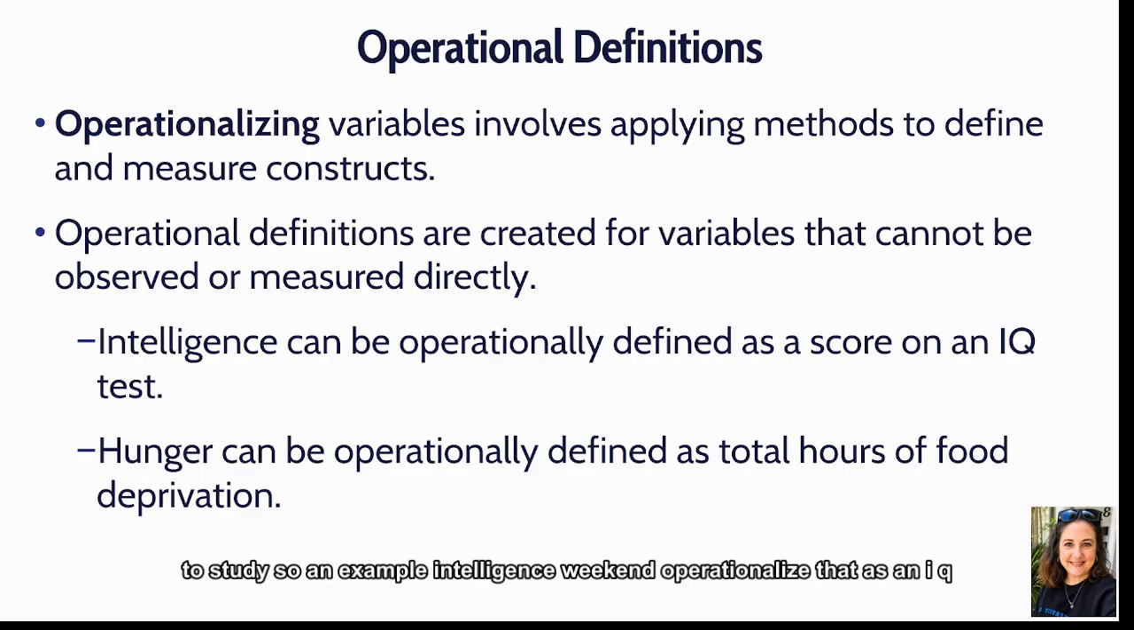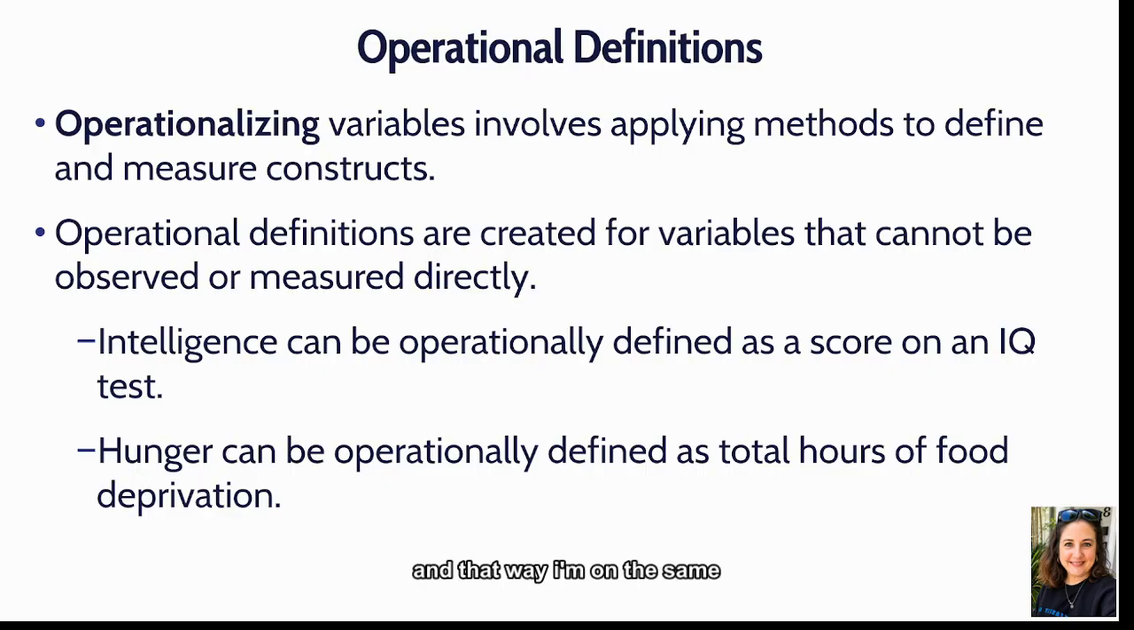So, an example: intelligence. We can operationalize that as an IQ. You could give someone a standardized IQ test, and that way I'm on the same page when I talk about someone saying they have an IQ of about 100. There is a set of specific expectations when it comes to IQ that I can have for someone who has an IQ of 100, or maybe someone has an IQ below 80. I have a set of expectations based on the behavior and the definition that I have given to IQ.